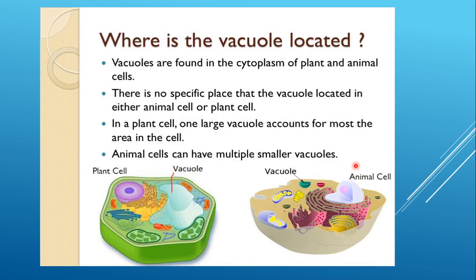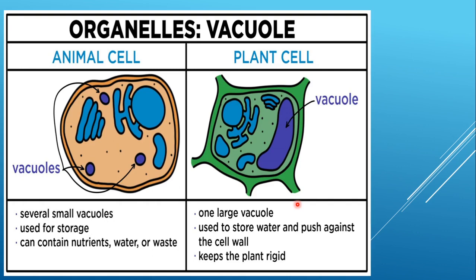So where is the vacuole located? They are always present in the cytoplasm. There is no specific place. In plant cells, the vacuole occupies almost the entire space within the cell. In animals, they can have many tiny vacuoles if present. Now here again, the difference between plant and animal cell vacuoles: in animal cells, tiny, as I've been mentioning; in plant cells, large.